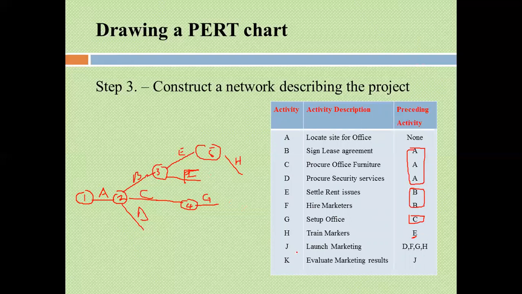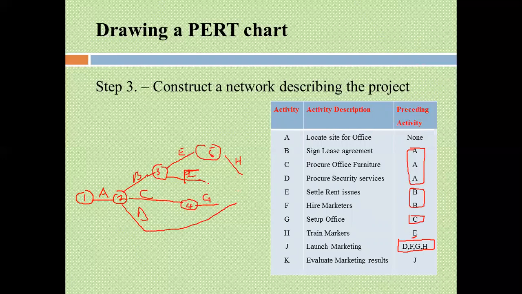Now, when you do that, you realize that all these activities must be completed before H starts. So we start with activity D, which must be completed. F must be completed. G must be completed, and H must be completed. When they are all completed, put number 6 there. And then when they are completed, that is when J begins.